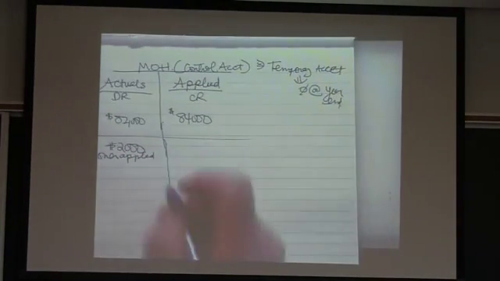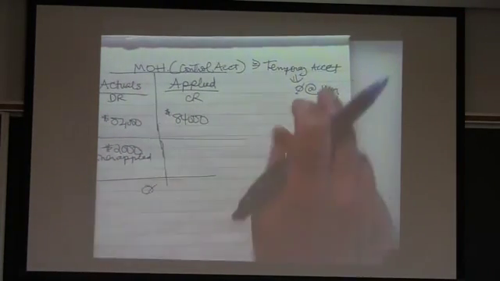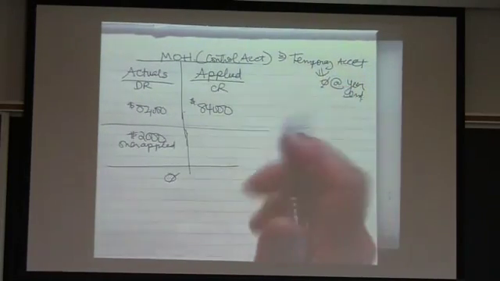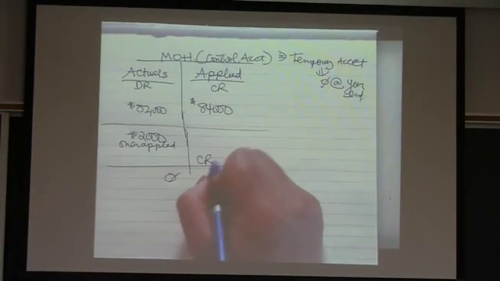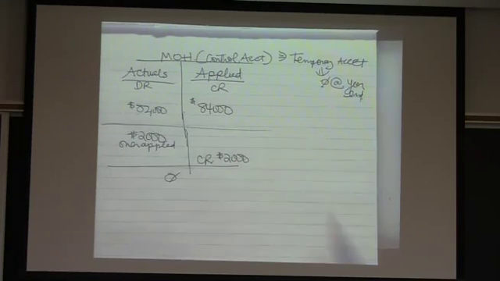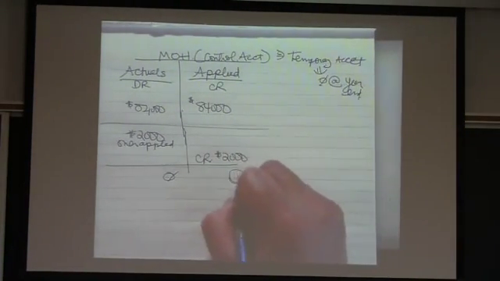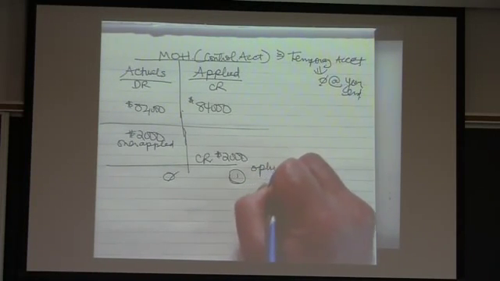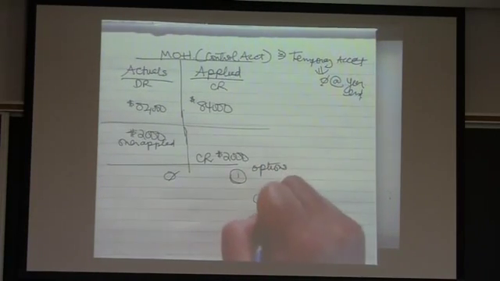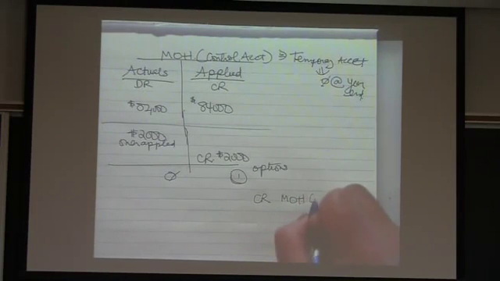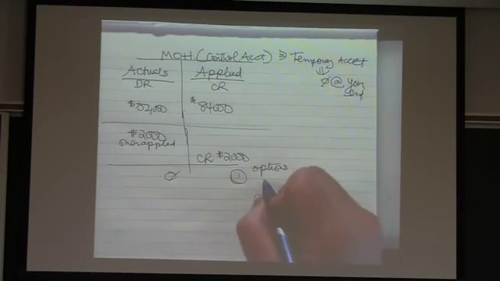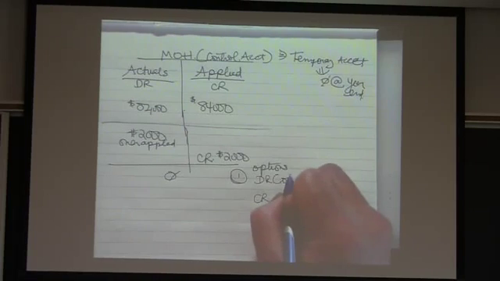So to make this go to zero, because we know it's going to be zero at year end, we need to credit $2,000. So in our example, we need to credit. So the first one is options. We're going to credit MOH control. We debit cost of goods sold.